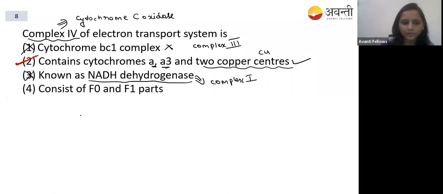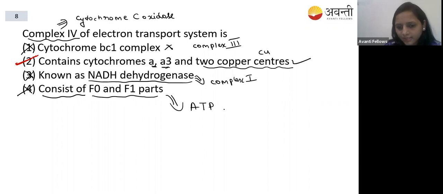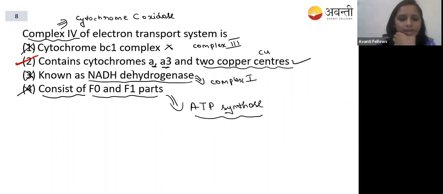That is wrong. Then the fourth one says it consists of the F0 and the F1 part. No, it is not consisting of the F0 and F1 part. It is present in the ATP synthase, right? So that's the reason it is also not the correct answer. Okay. Fine, guys. So the correct answer is option number 2. It contains the cytochrome A and A3 and it has the 2 copper center.